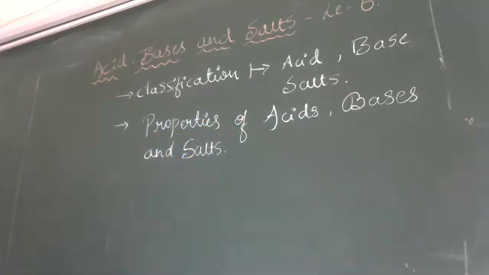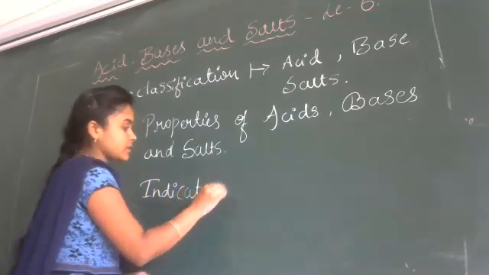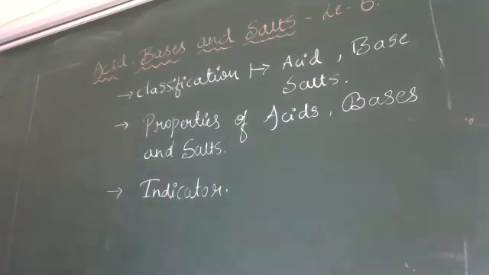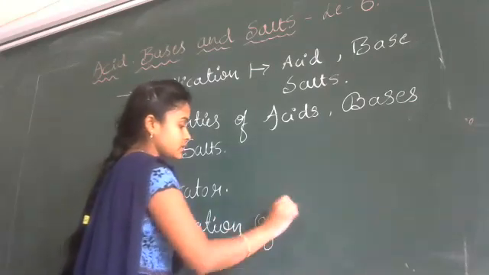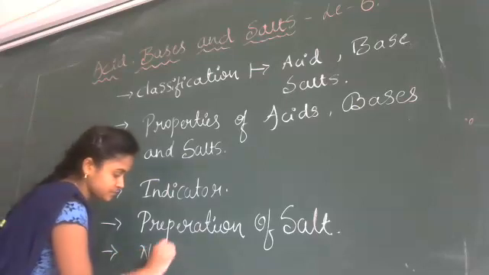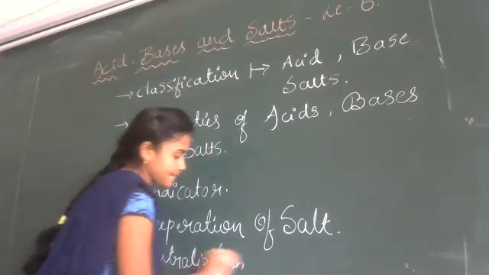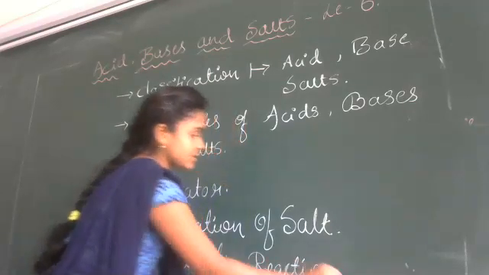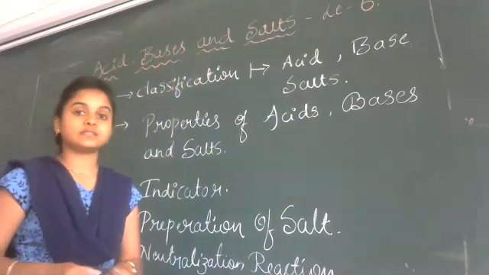Next is about indicators. What is meant by an indicator and how it is useful. We will be studying about indicators. Next one, preparation of salt. We have some methods for preparing salt. Next one, neutralization reaction. So these are the points which we are going to study in this lesson on acid, bases and salts.